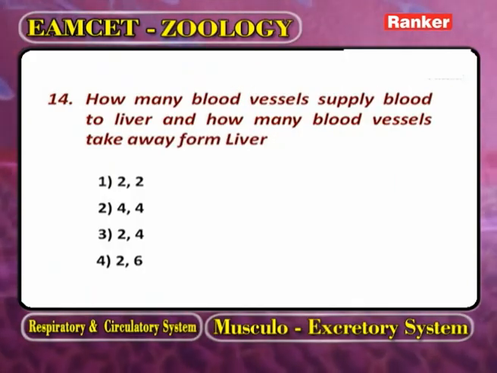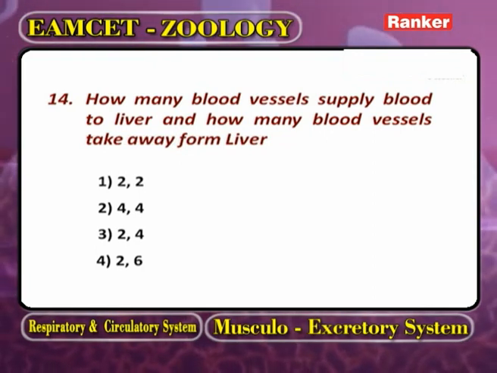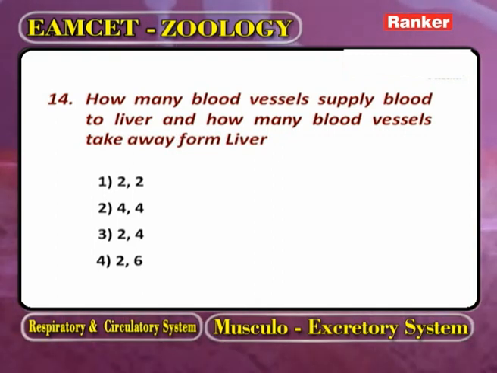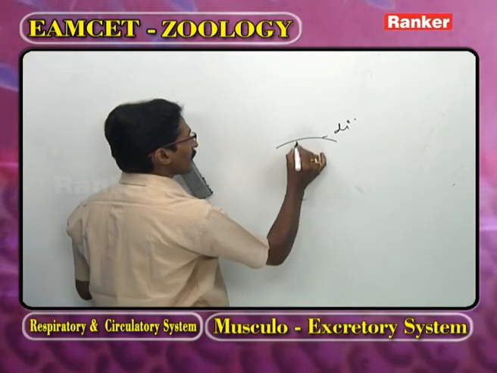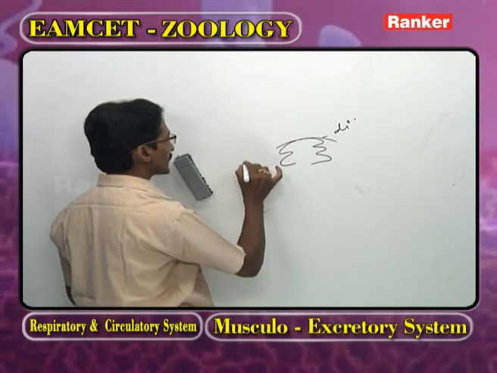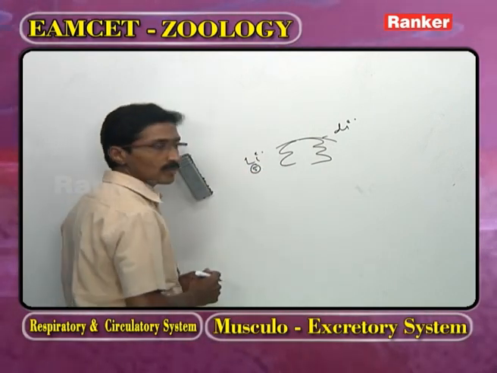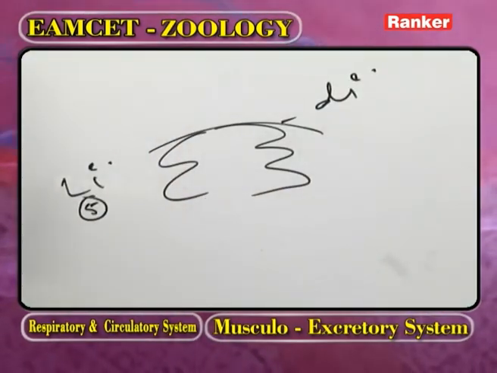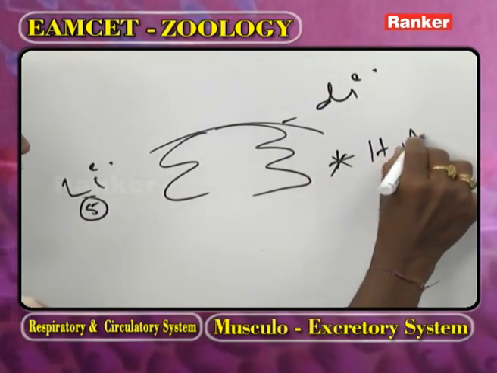How many blood vessels supply blood to liver and how many blood vessels come out from the liver? Here generally the students make one mistake. Now this part we call diaphragm. Below diaphragm what is present? The 5-lobed liver is present. You have to observe the diagram. This is the liver. In case of mammals, how many lobes? 5 lobes. Now, what are the blood vessels that supply blood to liver? One answer is the hepatic artery.